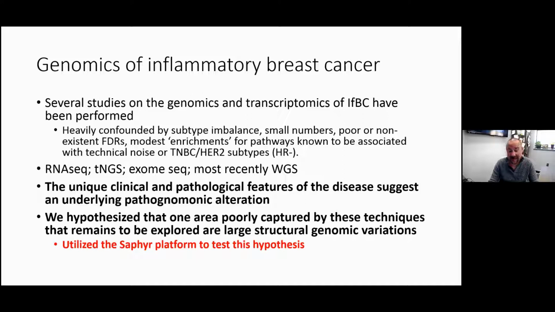And so we hypothesize that since all of these things have been done, really to no avail or no defining feature, one poorly captured area by these prior techniques that remains to be explored would be large structural genomic variations, which are really quite difficult to detect with any of those other technologies. And so in order to assess this, we utilized the Saphyr platform to test the hypothesis.